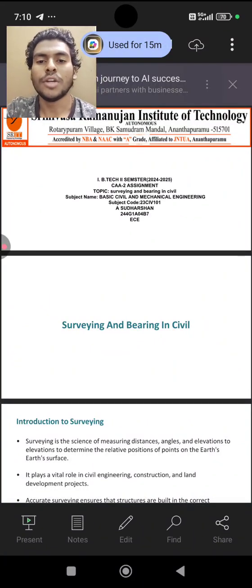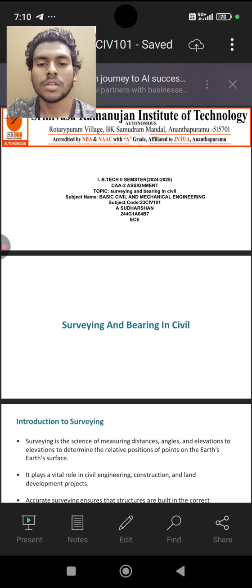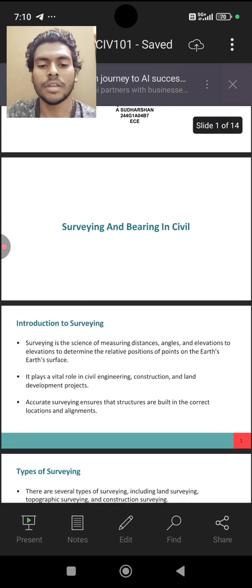As a part of CA2 assignment, today my topic is surveying and bearing in basic civil and mechanical engineering subject. So let us have a brief discussion about surveying and bearing in civil.